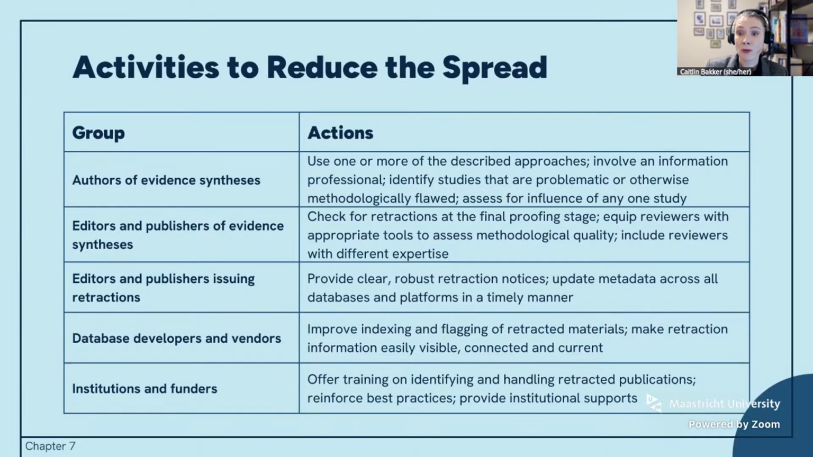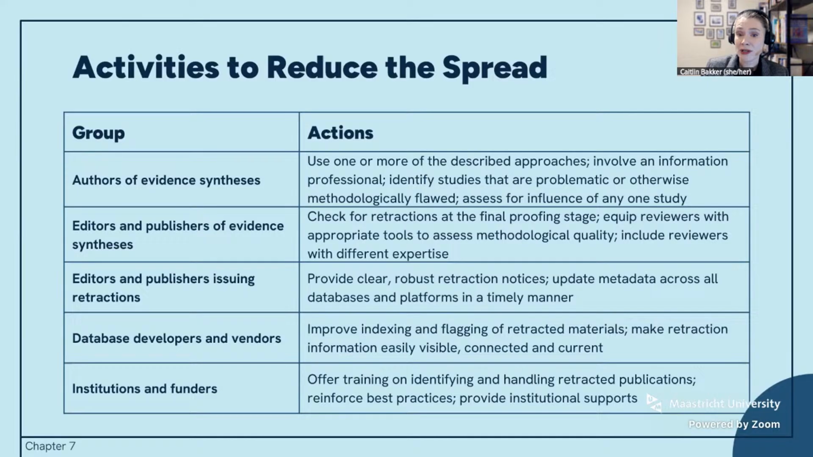Authors should also incorporate appropriate statistical tests and methodological techniques to effectively identify problematic or biased studies, and then to assess the impact of those studies. Editors and publishers of evidence syntheses can leverage existing and emerging technologies to check for retractions during the final proofing stage. They can also ensure that peer reviewers have the necessary tools to evaluate the methodological quality of the review, and that peer reviewers have sufficiently diverse and robust expertise to thoroughly assess the manuscript.